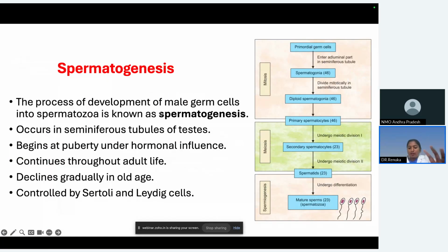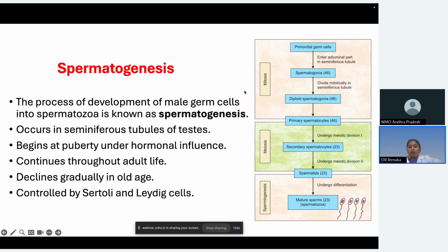The process of development of male germ cells, or the primordial germ cells, into the mature sperms or spermatozoa is called spermatogenesis. Where does this occur? It occurs in the seminiferous tubules. When does it begin? In puberty. Why only in puberty? Because of the hormonal influence.